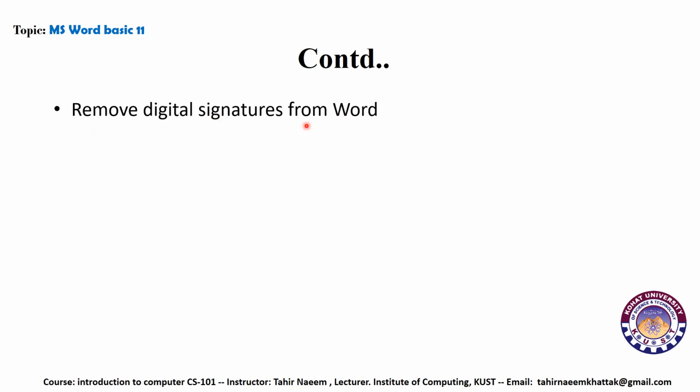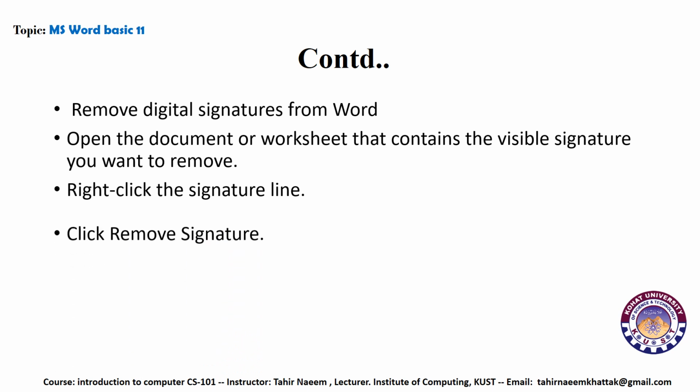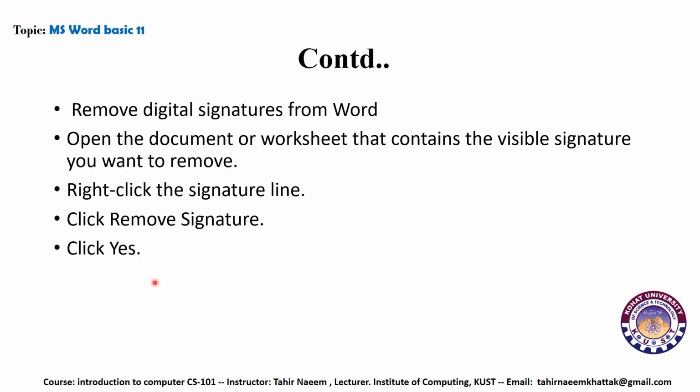Remove a digital signature from the Word document. Open the document or worksheet that contains the visible signature we want to remove. Click the signature line, then click Remove Signature. Basically, if we have added a signature that we want to remove, we simply right-click on it, and an option will appear, Remove Signature. We click on it and our signature will be removed, and then we click on Yes.